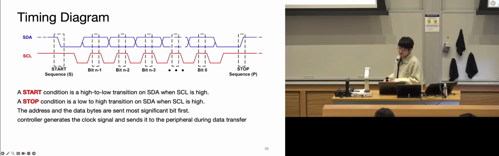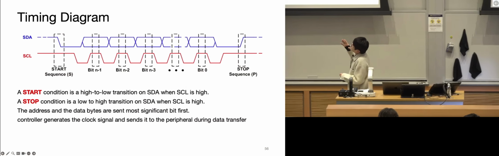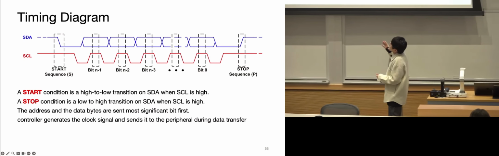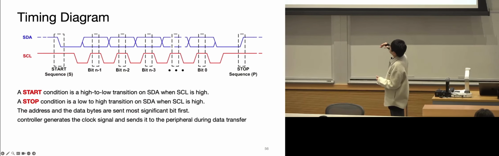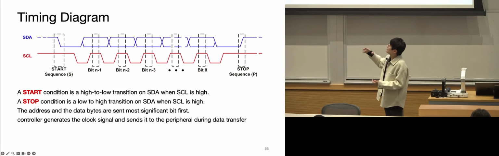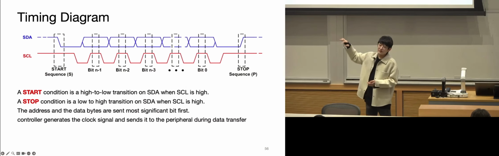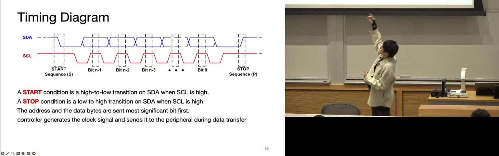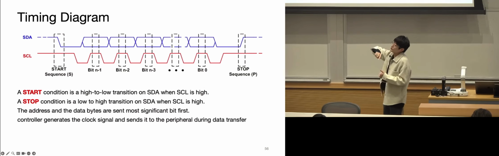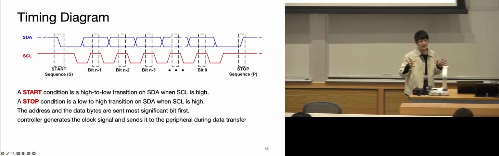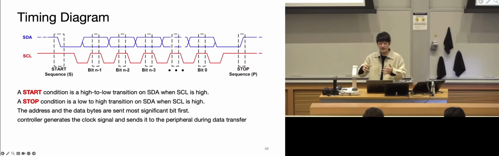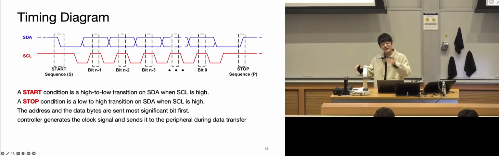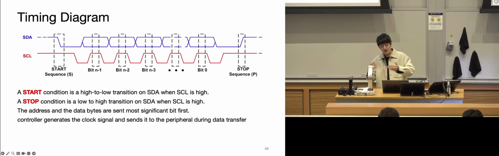And for another diagram here, we have the starting condition, meaning we have a high to low transition on the SDA while the SCL is high. When both of them are high, that means the current bus is clear. And whoever pulls the SDA pin down will be able to start claiming the bus. If there are multiple people doing the same thing, they just keep doing that, and whoever does the 0 first wins the bus.